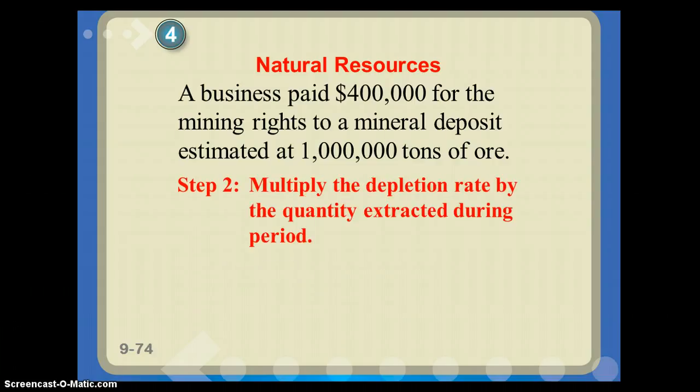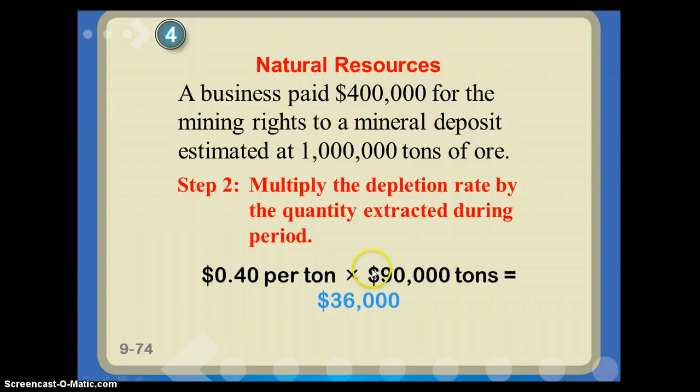The second step is to multiply the depletion rate by the quantity extracted during the period. So if we say that we extracted 90,000 tons for this period, we would take our depletion rate of 40 cents per ton times 90,000 tons. Ignore this dollar sign. That should not be a dollar sign. It's tons. And we get $36,000 of depletion. Not depreciation, but depletion.